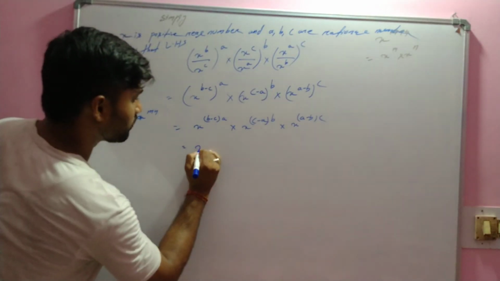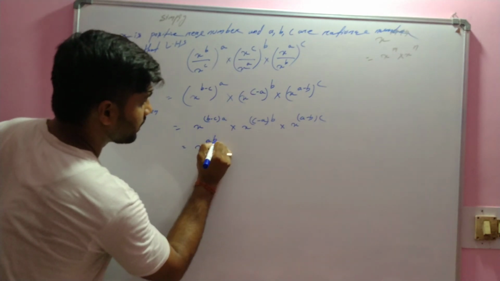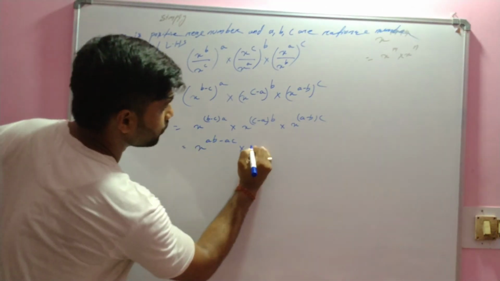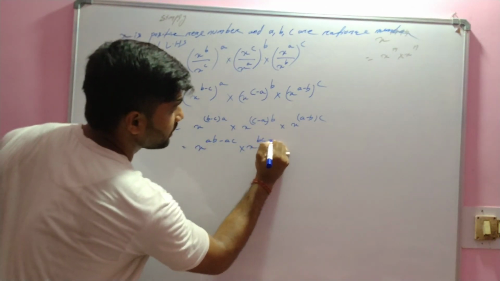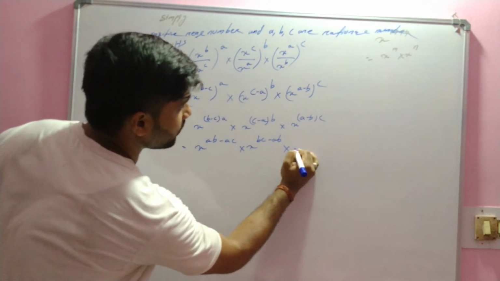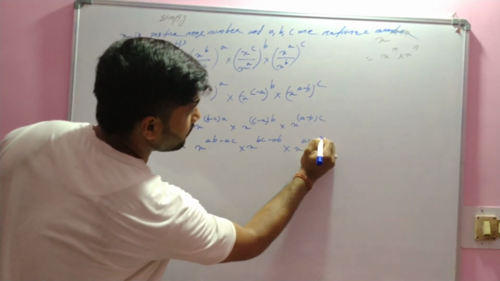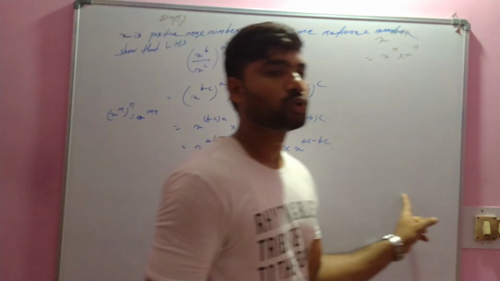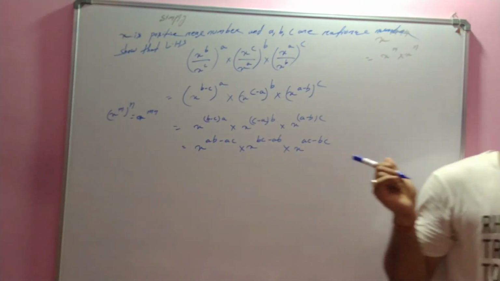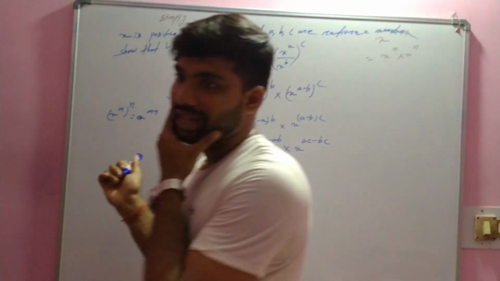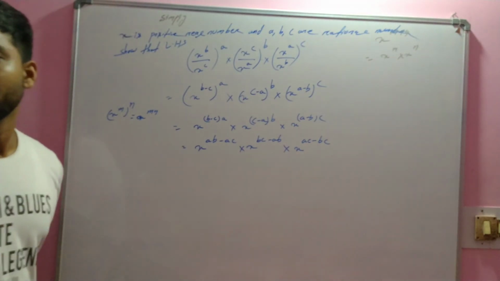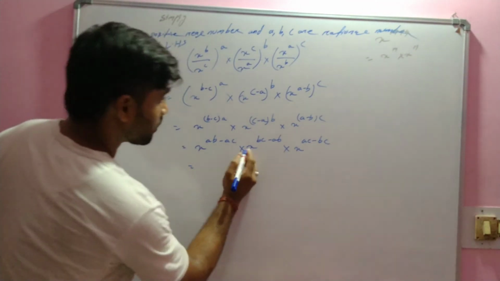properties, so x to the power b into ab minus sc, into x to the power bc minus ab, into x to the power sc minus bc. Do you have any doubt? Krishna? No, sir. Isant? No, sir. Adi? Hey, look here.